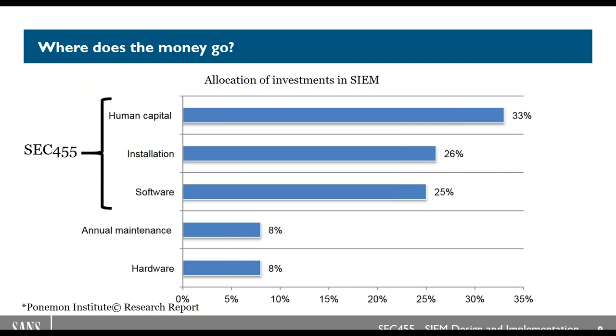So where's that money going that people are spending? The three biggest cost categories are human capital, installation, and software. So this is what we want to address with SEC455. And it could be argued that the other two would also be covered with this because it kind of designates your hardware and your annual maintenance when we go with the model that we're talking about in class.